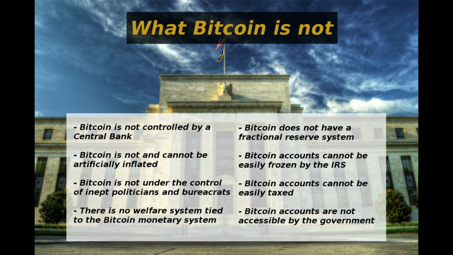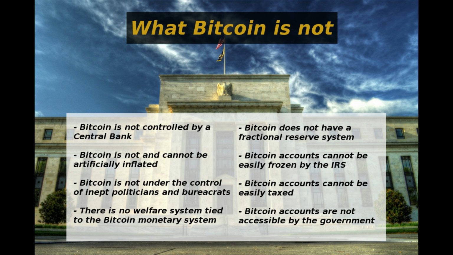The second bullet point: Bitcoin's not and cannot be artificially inflated. So there's no central figurehead who can just decide, you know what, instead of paying my bills with real money, I'm just going to print off a bunch of new Bitcoins and pay my bills like that. You can't do that with Bitcoin. You can do it with the US dollar, and you can almost guarantee at some point some idiot's going to get in charge of the Federal Reserve and decide to inflate everybody's money down to nothing. But with Bitcoin, you don't have to worry about that at all.